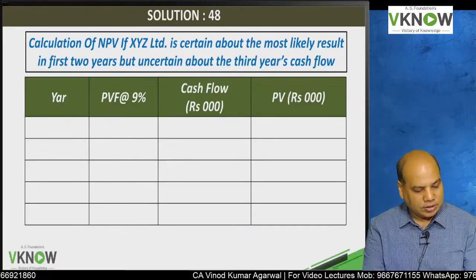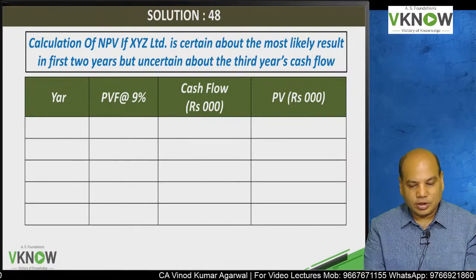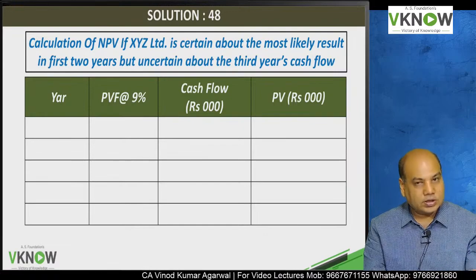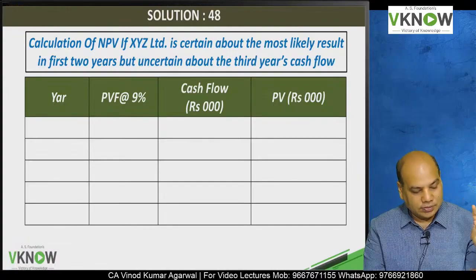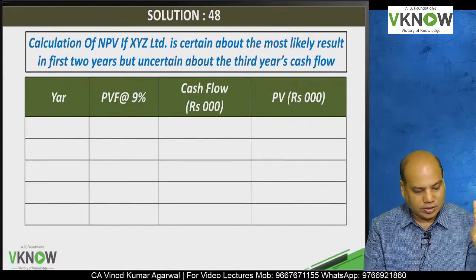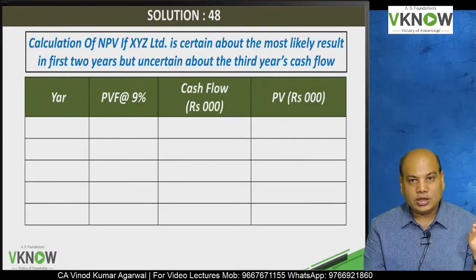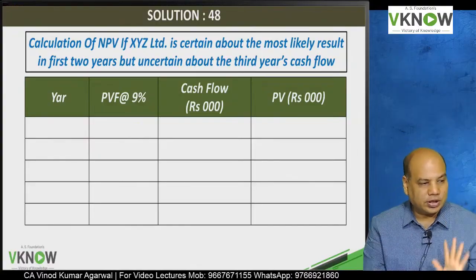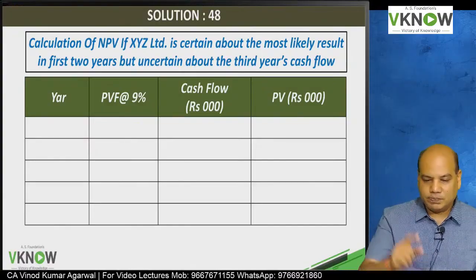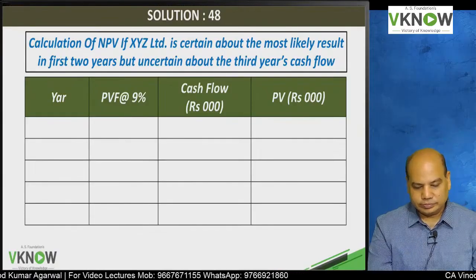Now write down second part. This question has two parts. One is if worst scenario in all 3 years, most likely in all 3 years, best case in all 3 years. But there is one more possibility, most likely in the first and second year and worst scenario in the third year. Then what is NPV? So write down the new heading, calculation of NPV.